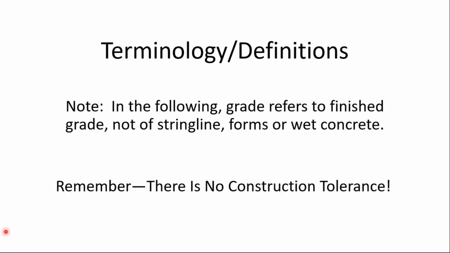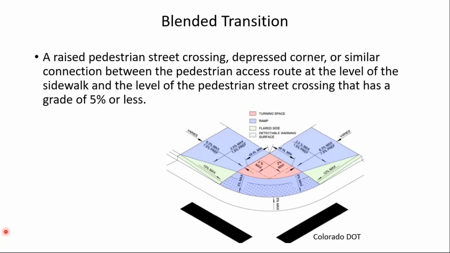Let's start with a few definitions, some terminology, and in the terms that follow, and these are going to be in alphabetical order. When you see the word grade, that refers to the finished grade, not the string line, the forms, or the wet concrete. And remember, there is no construction tolerance. We'll talk about that.